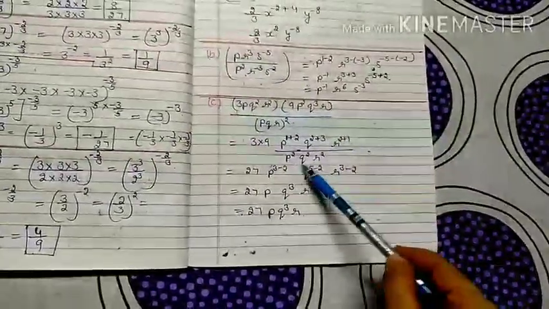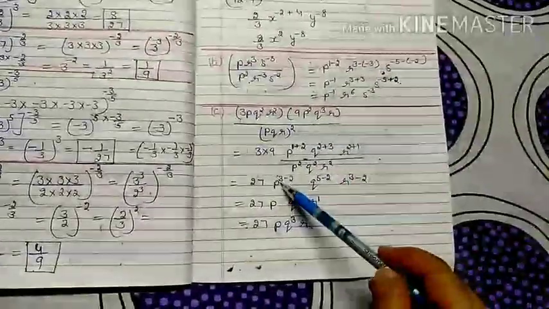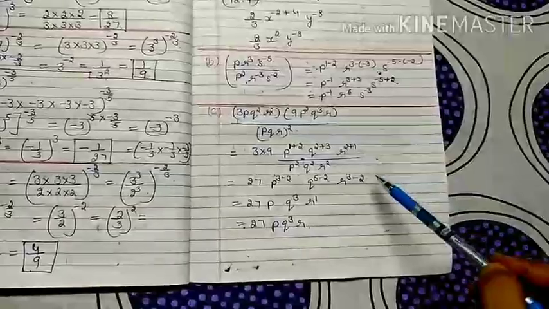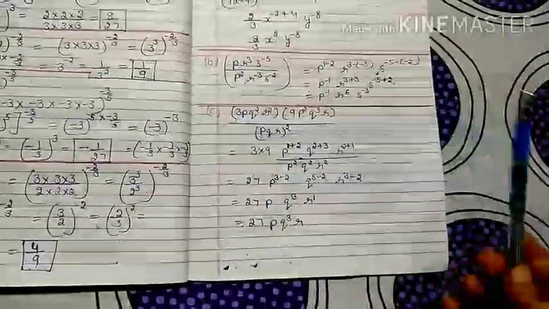Now the denominator is also p q r whole square, so that power is subtracted from the numerator power. 3 minus 2 for p, 5 minus 2 for q, and 3 minus 2 for r. And my required answer is 27 p q and r.